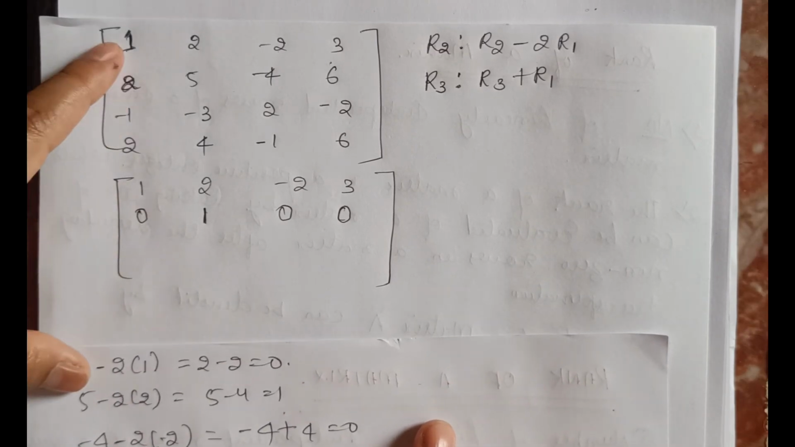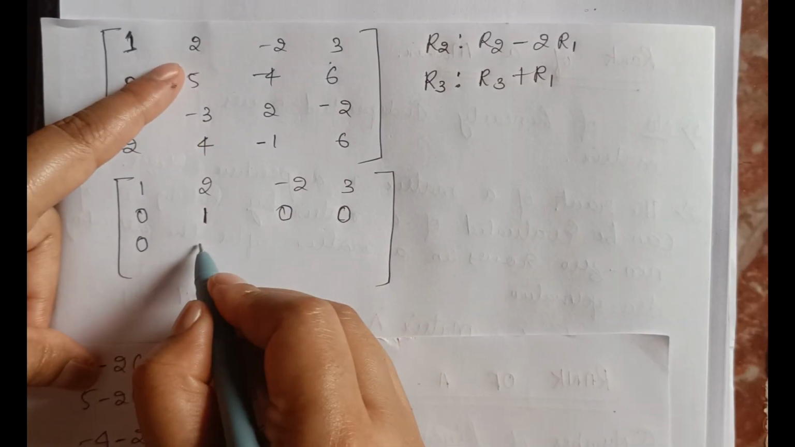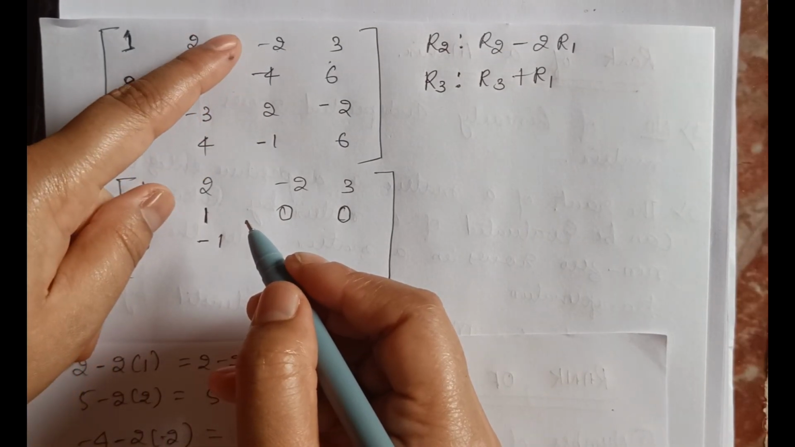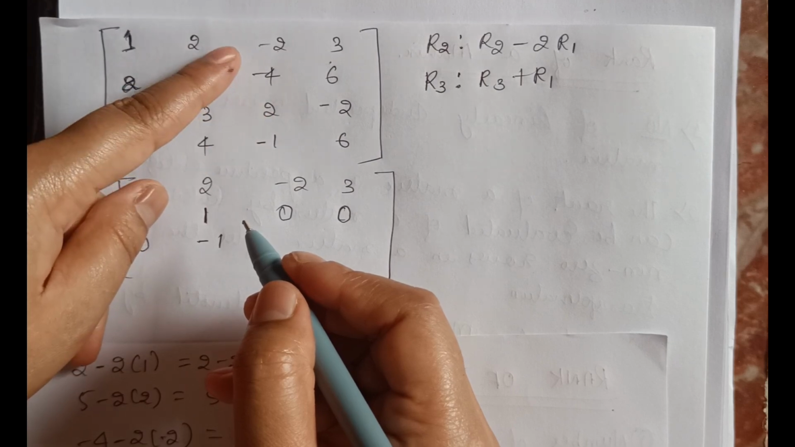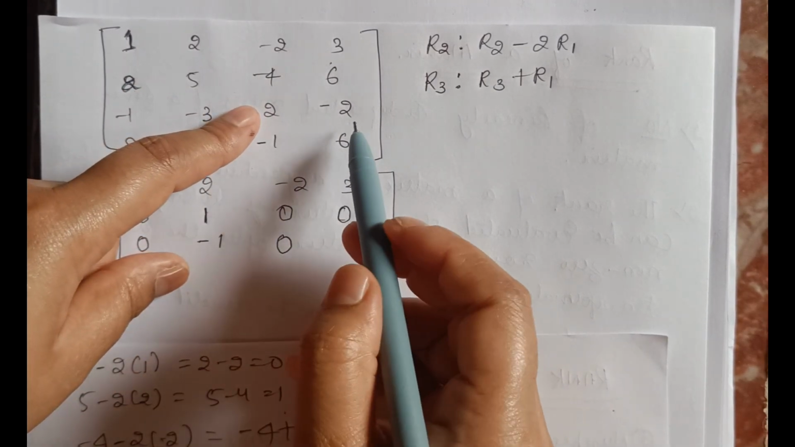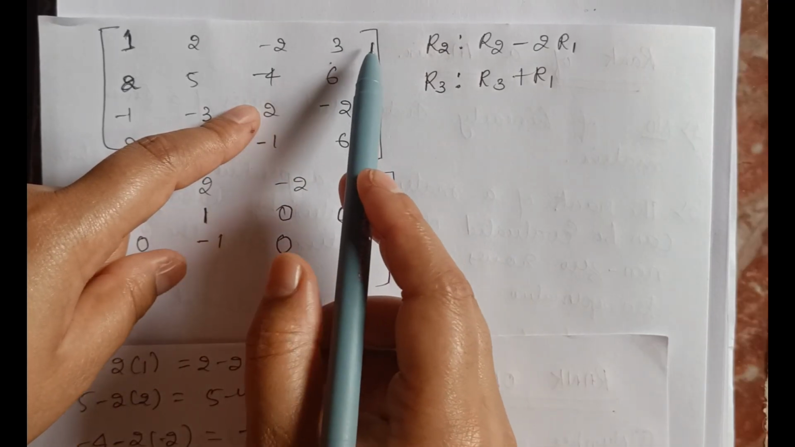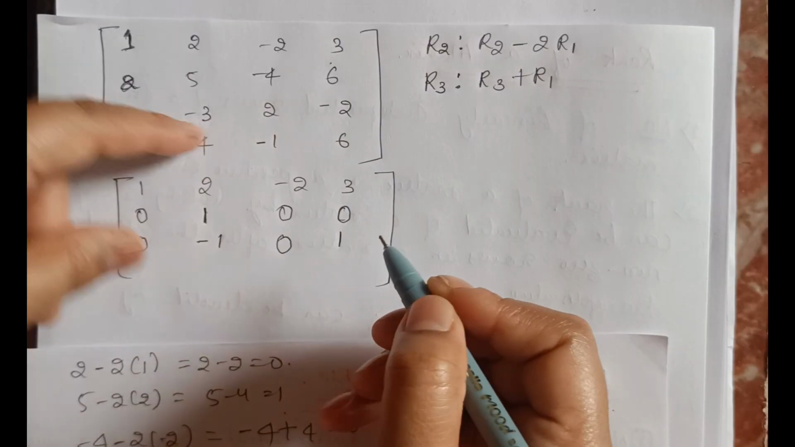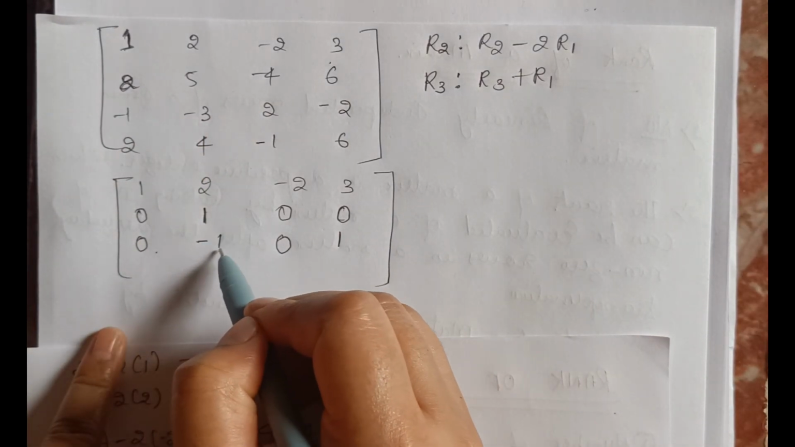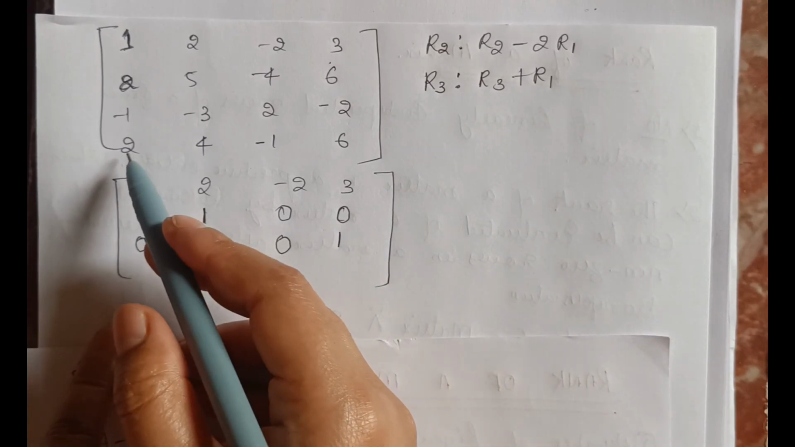So minus 1 plus 1 is 0. Minus 3 plus 2 is minus 1. 2 plus minus 2 is going to be 0. Minus 2 plus 3 is going to give me 1, right? So this becomes 0, this becomes 0, but this has to be 0. So let's not touch row 3 again. Let's go for row 4.